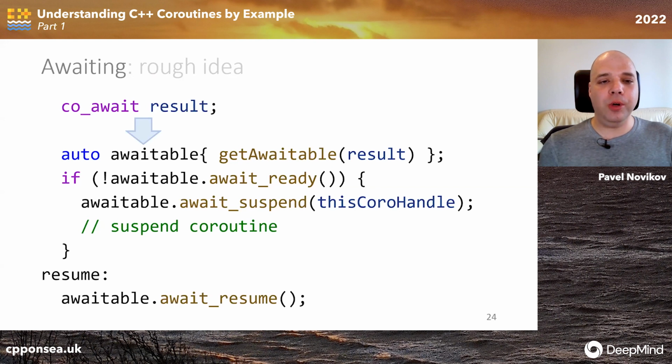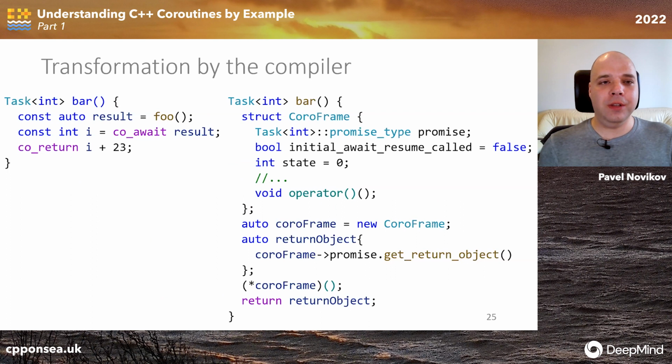We get to the bottom part. await_resume is called, which just is used to extract the value, the result that is now ready for that co_await expression. So again, here on the left is what we wrote. On the right is what the compiler transforms it to, not literally, but it illustrates the idea behind it.